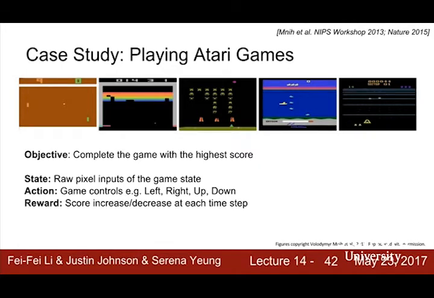So let's look at a case study of one of the classic examples of deep reinforcement learning where this approach was applied. We're going to look at this problem that we saw earlier of playing Atari games, where our objective was to complete the game with the highest score. Remember, our state is the raw pixel inputs of the game state, and we can take actions of moving left, right, up, down, or whatever actions the particular game has. Our reward at each time step is the score increase or decrease we got at that time step. And so our cumulative total reward is the total reward that we'll usually see at the top of the screen.